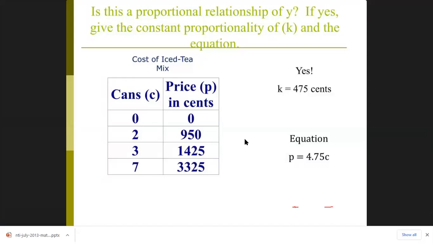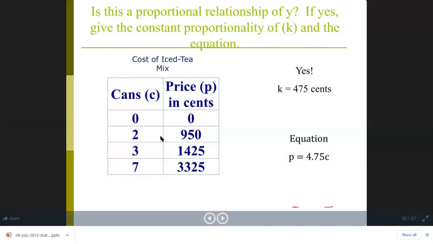Okay, let's move to the next point. 950 divided by 2 will be how many? Could you please check? 475. Yes, so the zeros, we don't count them. We only count the second one. Exactly, because zero here is at the beginning: no cans, and the price, we didn't put it in cents. So at the beginning, 0 and 0.